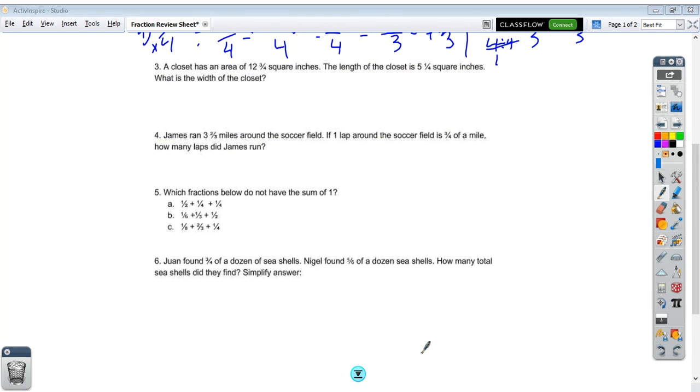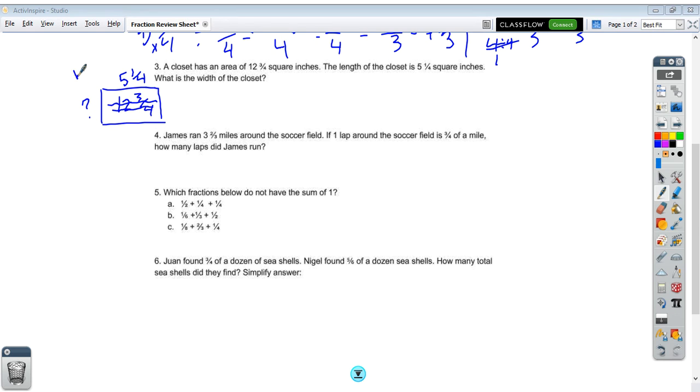Question 3 says the closet has an area of 12 3/4 square inches. The length of the closet is 5 1/4. What is the width? So if I've got a closet, and I've got some stuff in it, this is my closet, and the area is 12 3/4 inches squared, and the length is 5 1/4, which means that, okay, what's my width going to be?